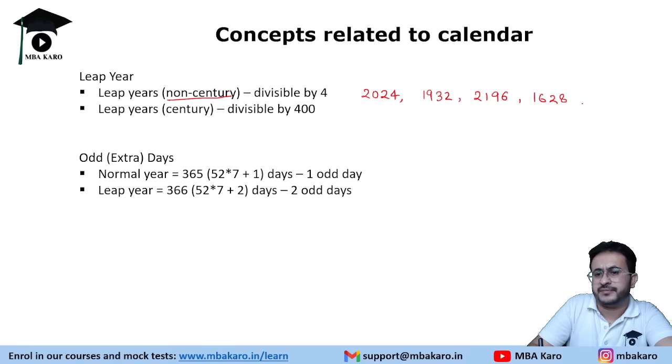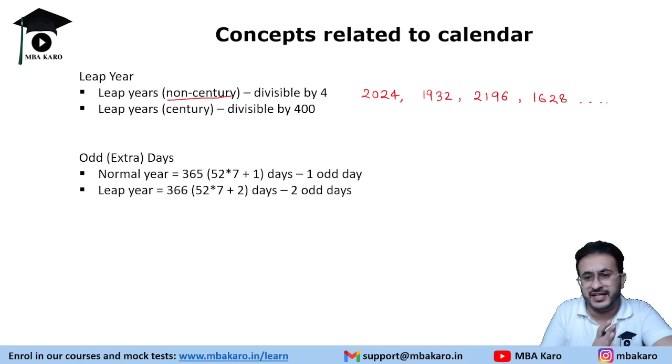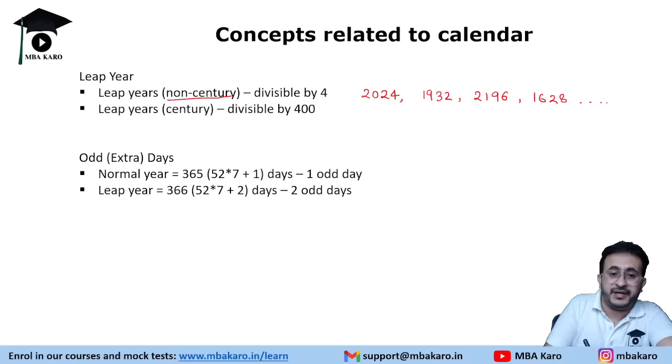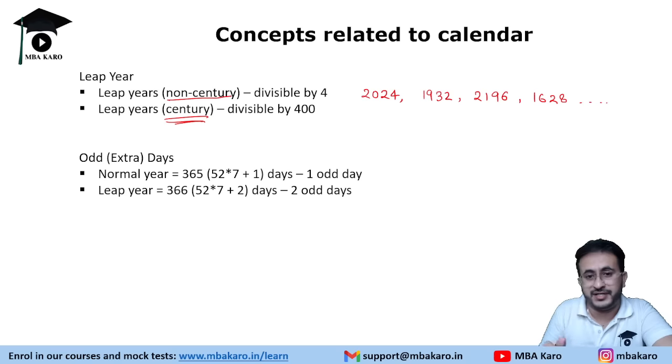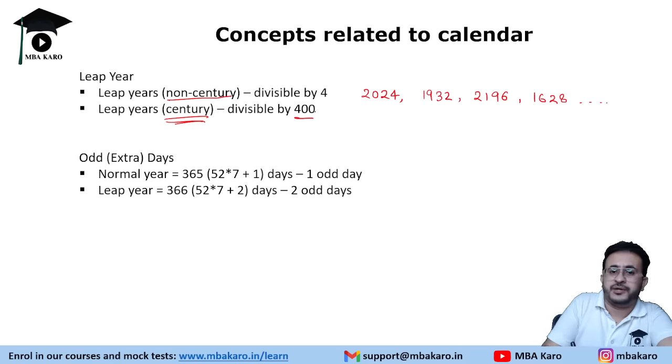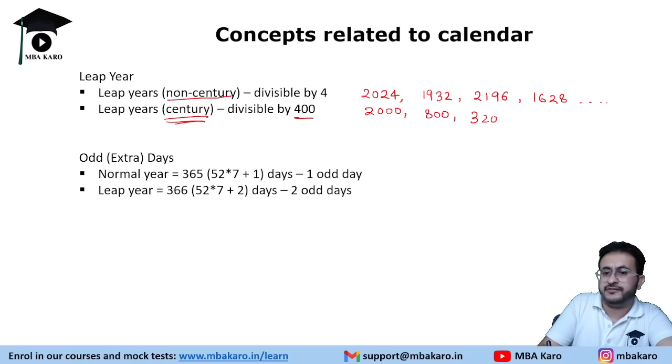1628 was a leap year, and so on. So these are, if a year is divisible by 4, that's a leap year. But if it is a century, very important that it should be a century, it should be divisible by 400. So for example, 2000 was a leap year, 800 was a leap year, then 3200 will be a leap year, 4400 will be a leap year, but 1700 was not a leap year.